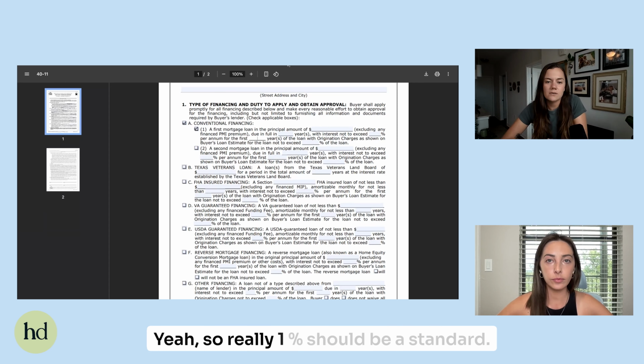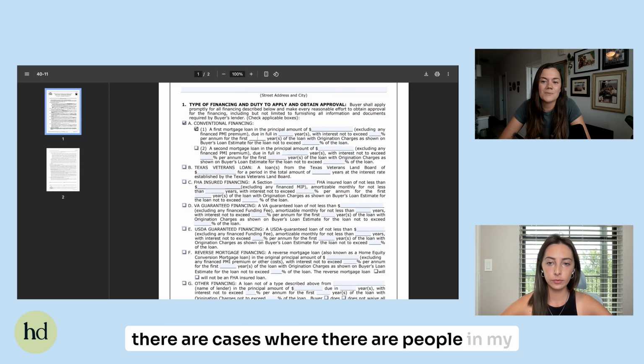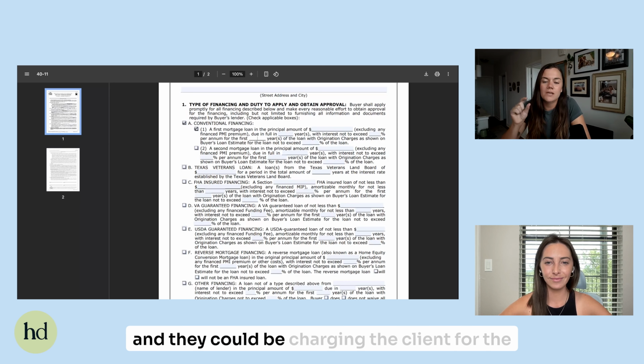Yeah, so really 1% should be a standard. And if it's more than that, then that should really be a red flag for that lender, because there are cases where there are people in my industry that are not the most honest people and they could be charging the client for the rate that they're getting.